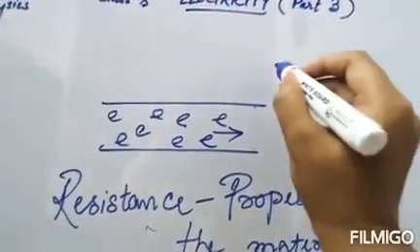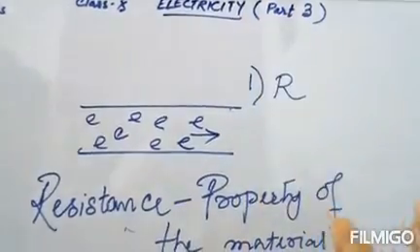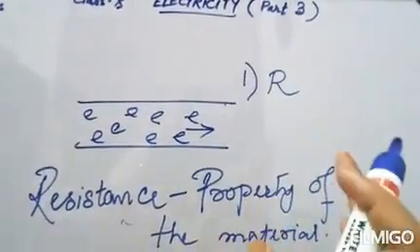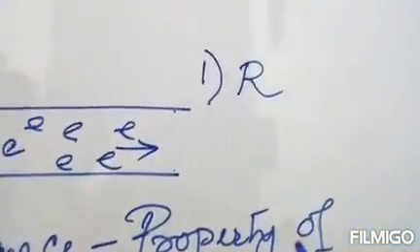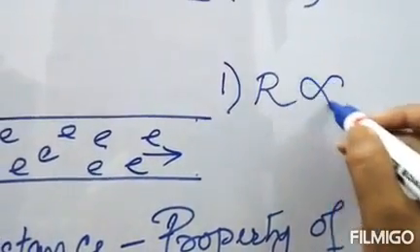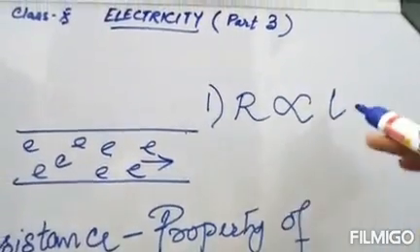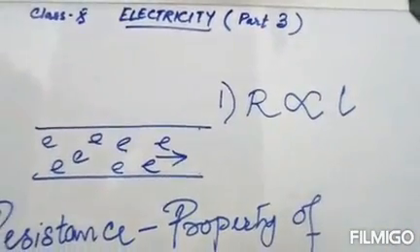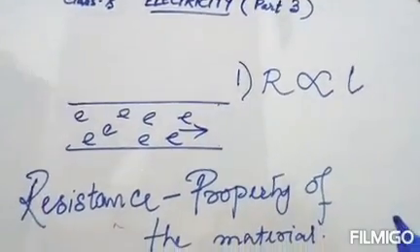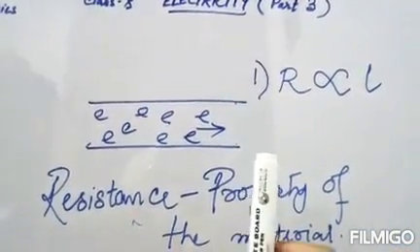From here we can conclude that the more the length of the wire, the more the resistance. So we can say mathematically that resistance is directly proportional to the length of the wire, where L represents the length of the wire.